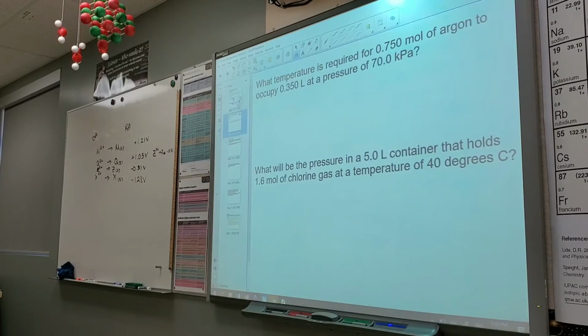Are we under SATP or STP? No. Literally, you have to use the R value. So, let me erase my K.